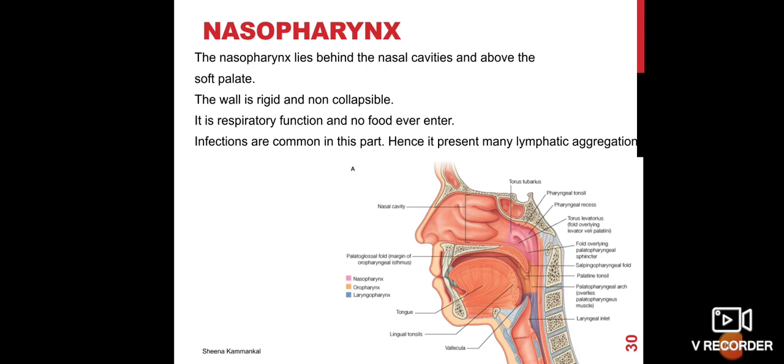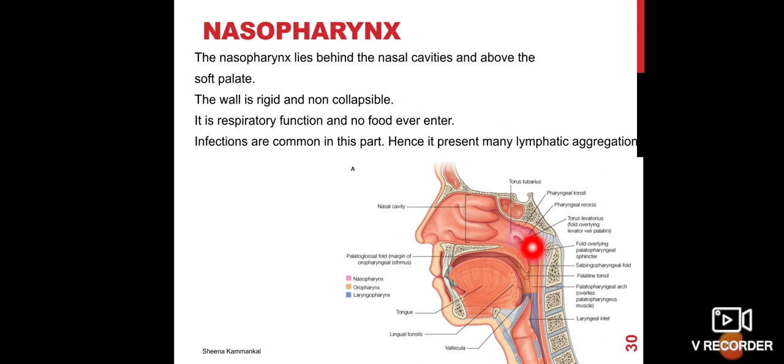Now we will see the features of the nasopharynx. The nasopharynx lies behind the nasal cavity and above the soft palate. Here you can see this is the hard palate and this is the soft palate. So this is the nostril, the nasal cavity, and the part behind this is the nasopharynx. The wall of the nasopharynx is rigid and non-collapsible. It is purely respiratory in function, with no food ever entering.